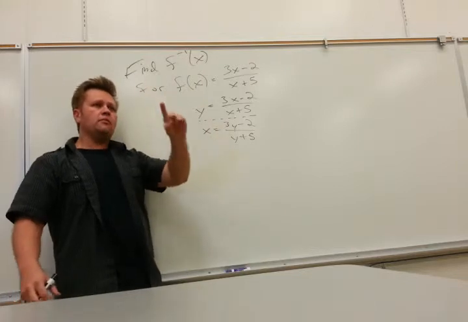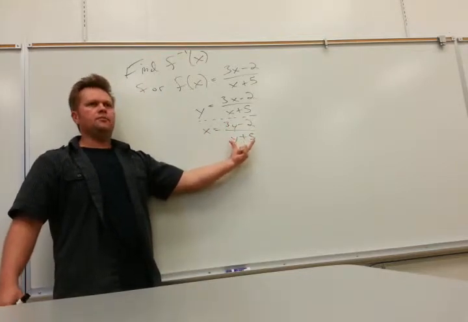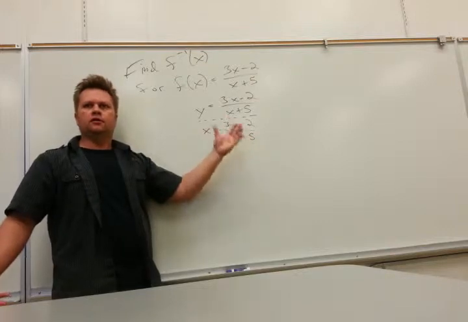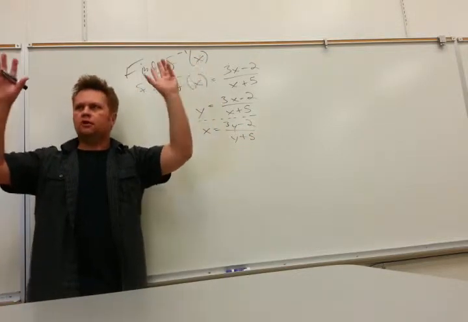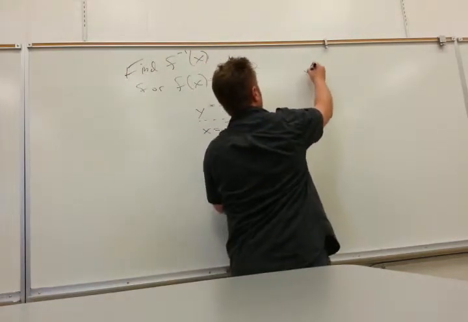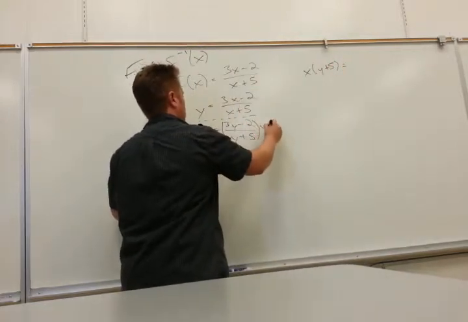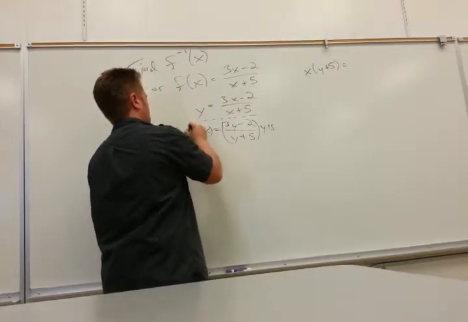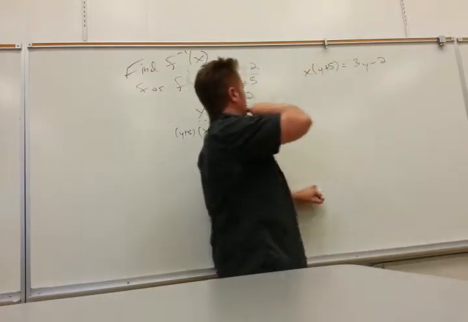And the first problem, before I even worry about that, is part of what I want is on the bottom, so the first thing I want to do is multiply it up. Get a nice and straight linear, no rational part to it anymore. So multiply by y plus 5. So you get x times (y plus 5) equals 3y minus 2.